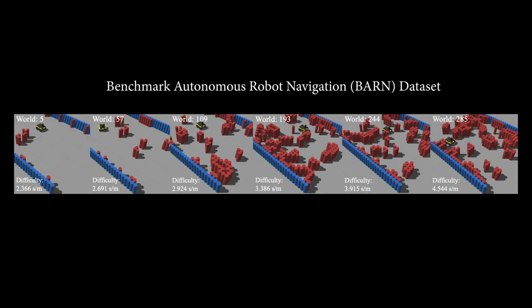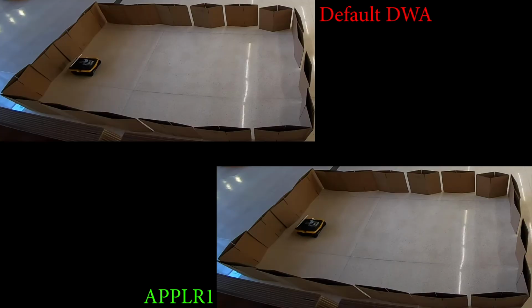A parameter policy is trained using APPL-R in the simulated benchmark autonomous robot navigation dataset. BARN is composed of 300 navigation environments randomly generated by cellular automata and covers a variety of navigation difficulties. In the first real-world deployment environment, APPL-R1 is able to accelerate in the relatively open space, while the DWA planner with static default parameters drives unnecessarily slowly.